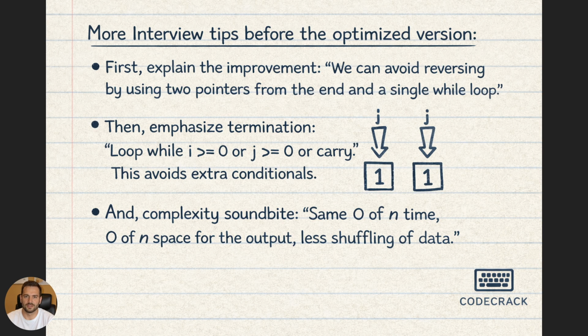Now I'll tell you some more interview tips before the optimized version. First, explain the improvement. We can avoid reversing by using two pointers from the end and a single while loop. Then, emphasize termination. Loop while i is at least 0 or j is at least 0 or carry. This avoids extra conditionals. And complexity soundbite: same O of n time, O of n space for the output, less shuffling of data.